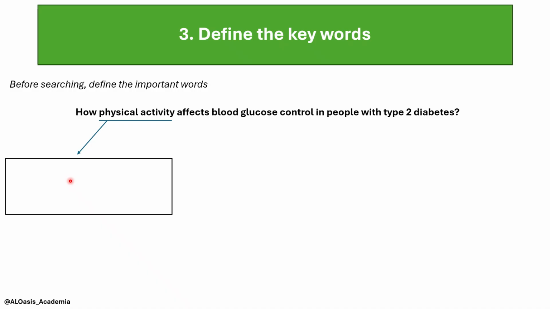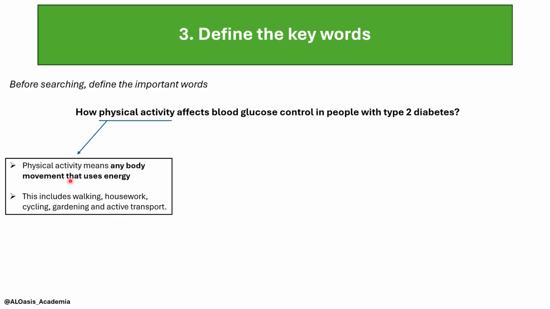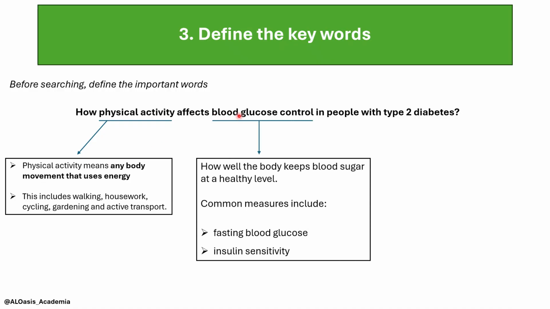So for example, physical activity, what things can we write? Just write a few things to make sure that you know what this is about. Physical activity means any body movement that uses energy. It includes different types: walking, housework, cycling, gardening, etc. Okay, so just writing one or two points, making sure you can define the keyword and you understand what it is, that's enough.